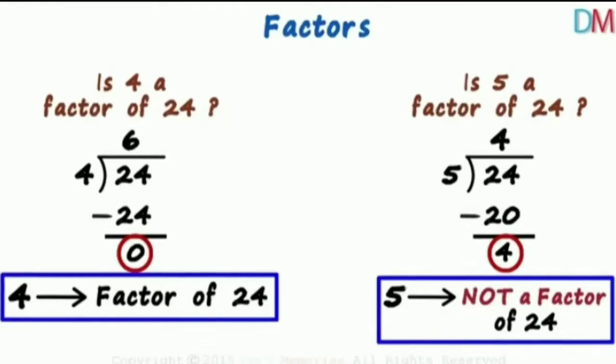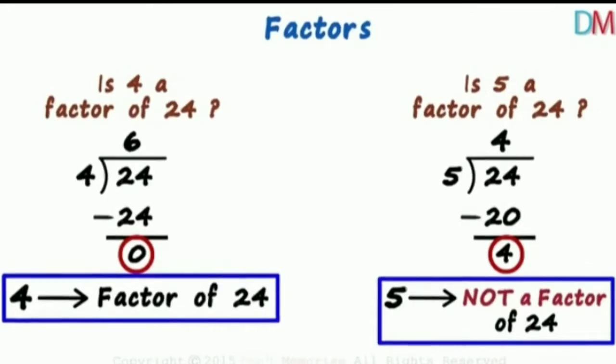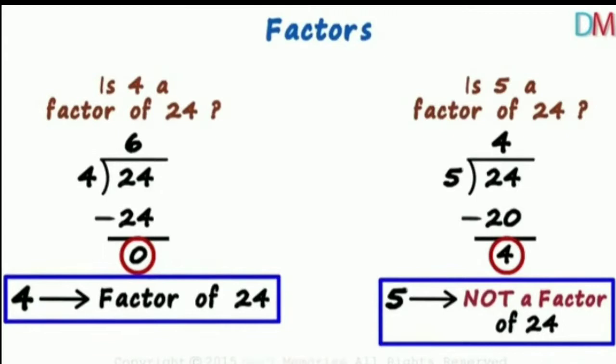Let us take another example. Here I am determining whether 4 or 5 is a factor of 24. So I have used the division method here. I have divided 24 by 4 and found that the remainder is 0. It means that 4 is a factor of 24. Similarly, if we divide 24 by 5, we find that the remainder comes out to be 4. It means that 5 is not a factor of 24.